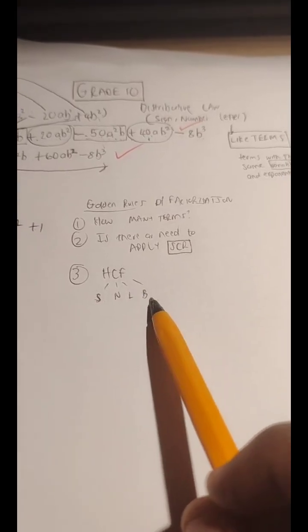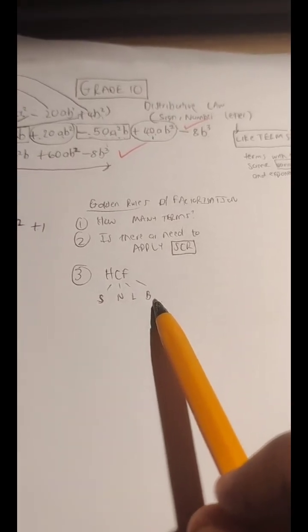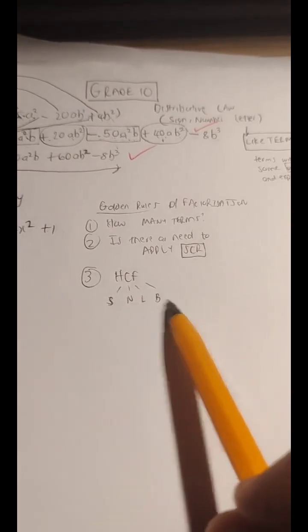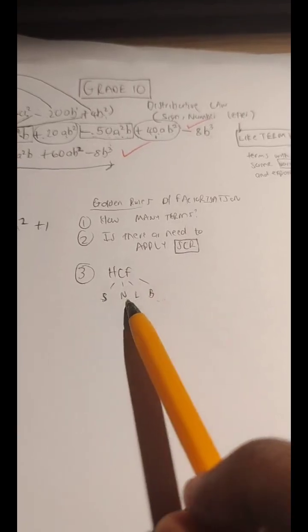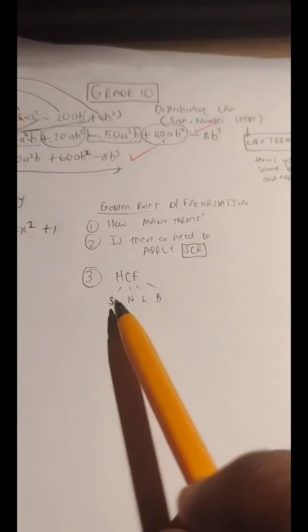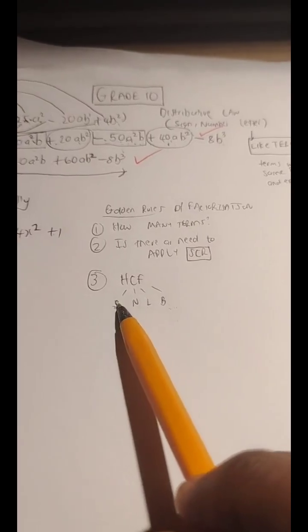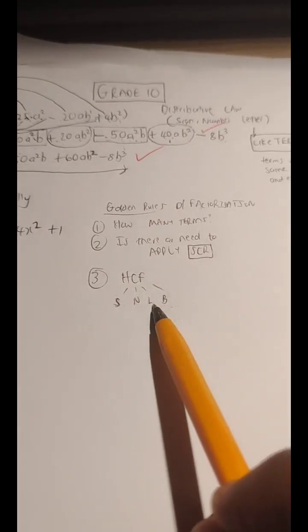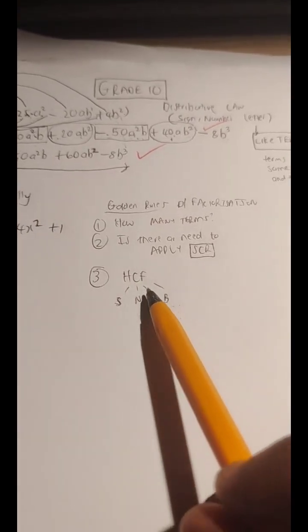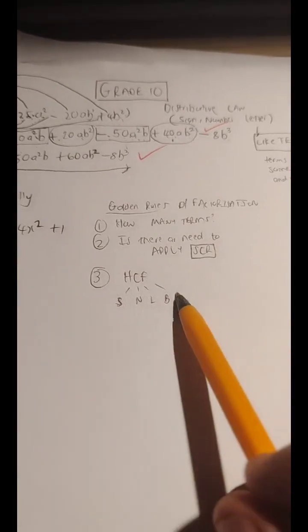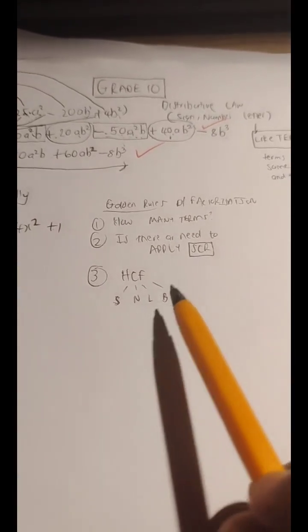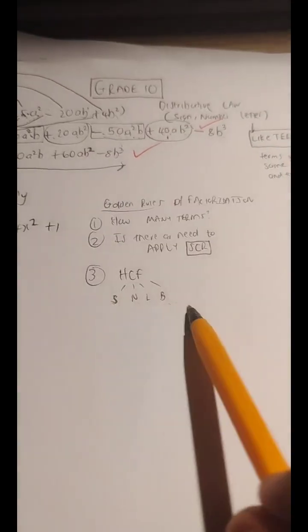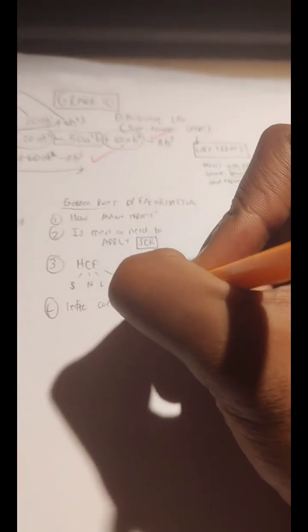B, that's the common bracket, the one with the lowest exponent. You also take that out if there is one. So we only take out what is there. Sign is the sign of the first term. Number is the highest common factor of the coefficients. Letter is the common variable with the lowest exponent. Bracket is the common bracket with the lowest exponent if it exists. You take those out, and then whatever is left over, you leave in brackets.